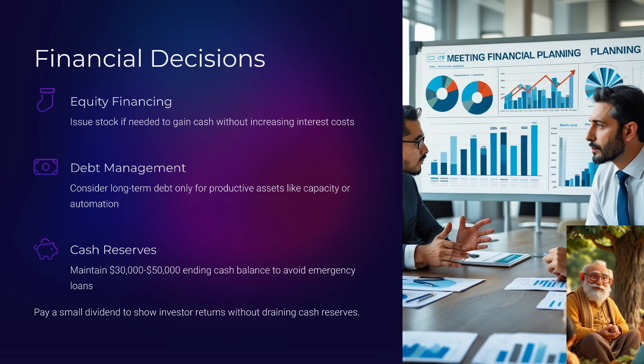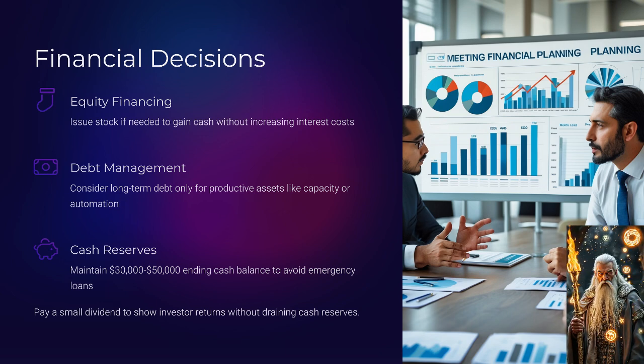Avoid emergency loans at all costs. These hurt your credit score and reduce investor confidence. A useful tactic: maintain a minimum ending cash balance of $30,000 to $50,000 to avoid emergencies. Also, pay a small dividend, just enough to show investor returns but not so much that it drains your cash reserves.